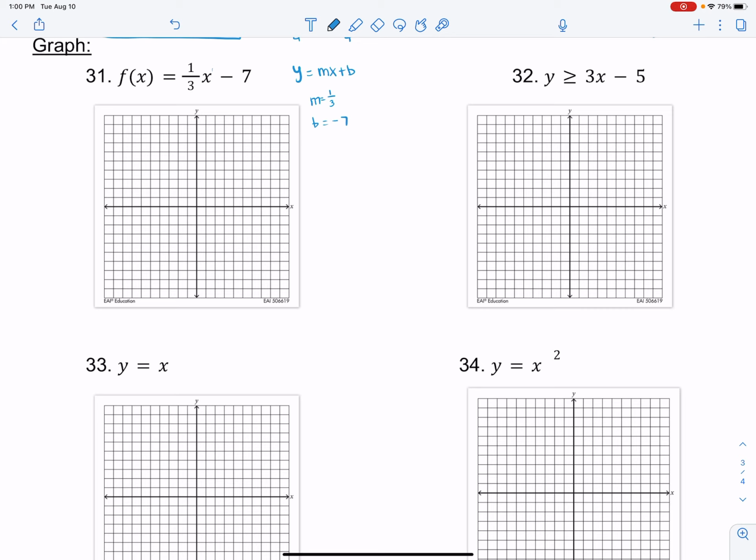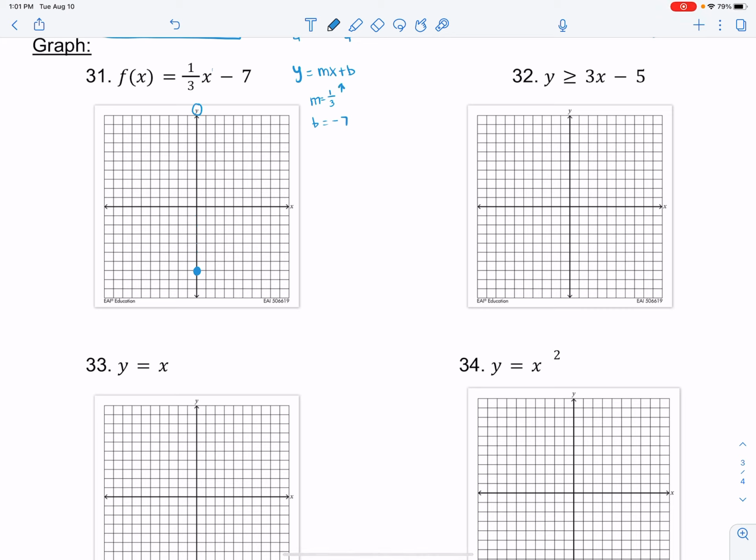So if I know that I have a y-intercept at -7, that means this line will cross the y-axis at -7. So go to the y-axis, find where it's -7. We're going to pretend these are all counting by 1, 2, 3, 4, 5, 6, 7. All right, then you're going to use the slope to find the other points.